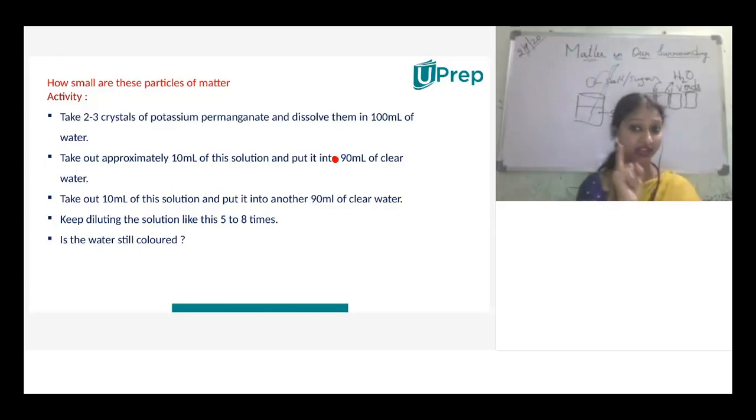So we have done an activity by using potassium permanganate. What is the color of potassium permanganate? You have seen the activity also. It is pink or magenta. Yes, very good. It's pink or magenta in color.